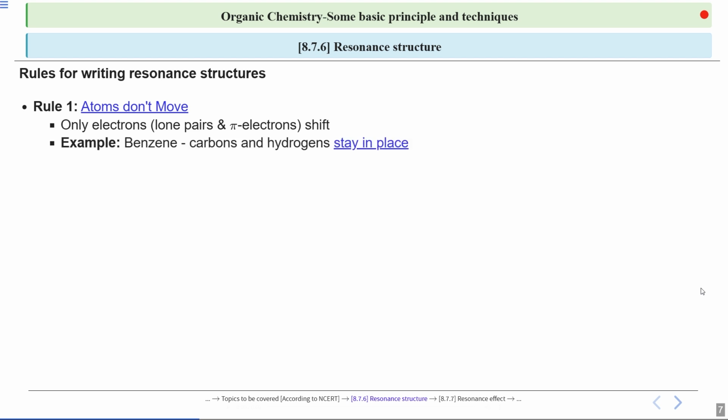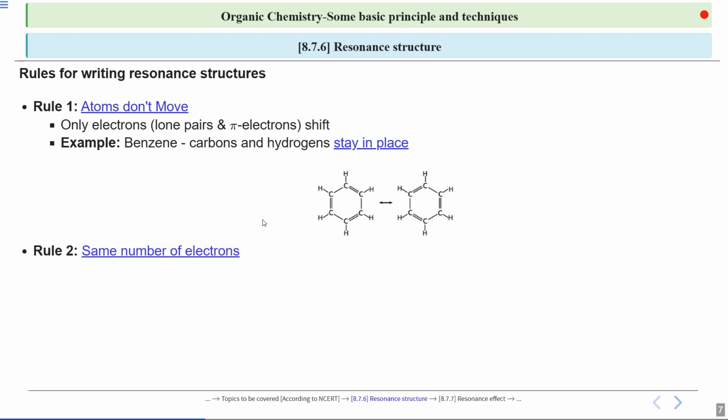For example, if you consider benzene, then the carbon and hydrogen are intact in their place, whereas the double bonds are moving. You can see here, if you look on the left and the right structure, you can clearly see that the double bond is moving from here to here, okay, in a circular pattern. But the carbons and hydrogens, they are intact in their place.